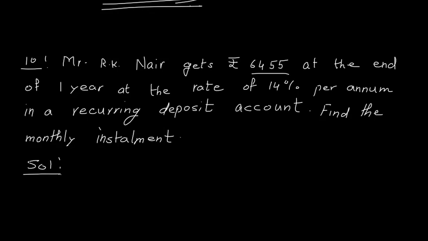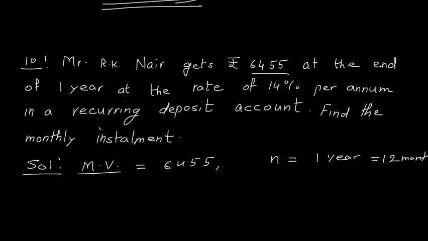Is it interest or is it maturity value? Yes, it is a maturity value, because they have not mentioned interest. They got the total amount, 6,455. So this is maturity value 6,455. Now what about N? N is 1 year, and this 1 year is equal to 12 months. So N is 12 months.